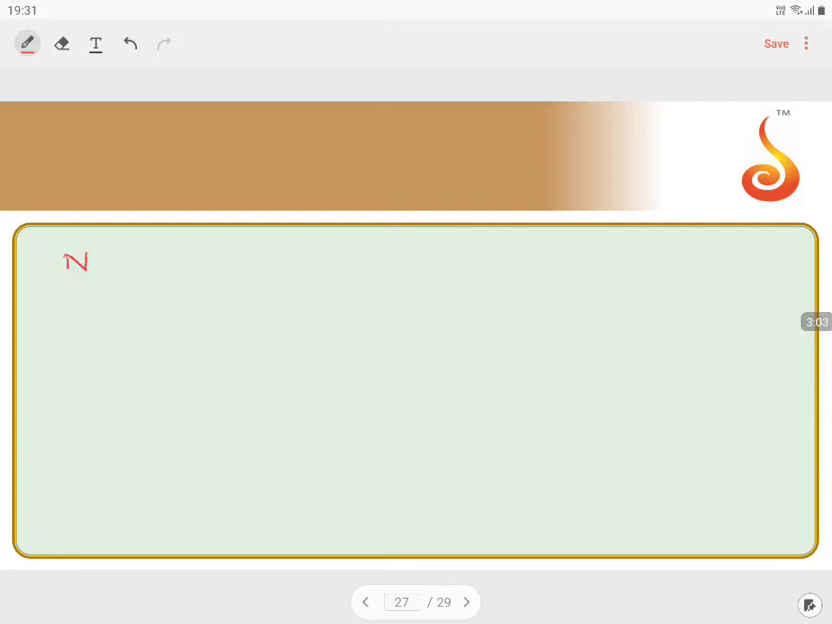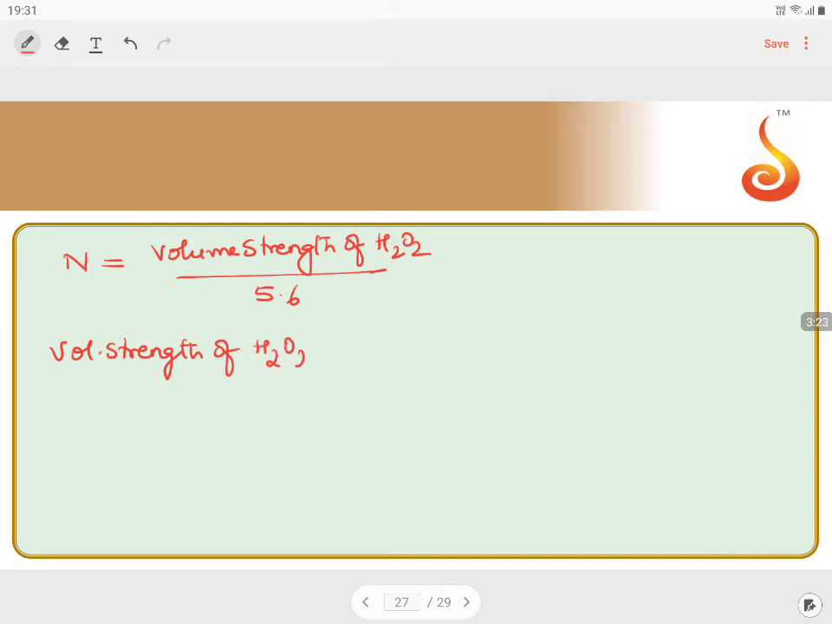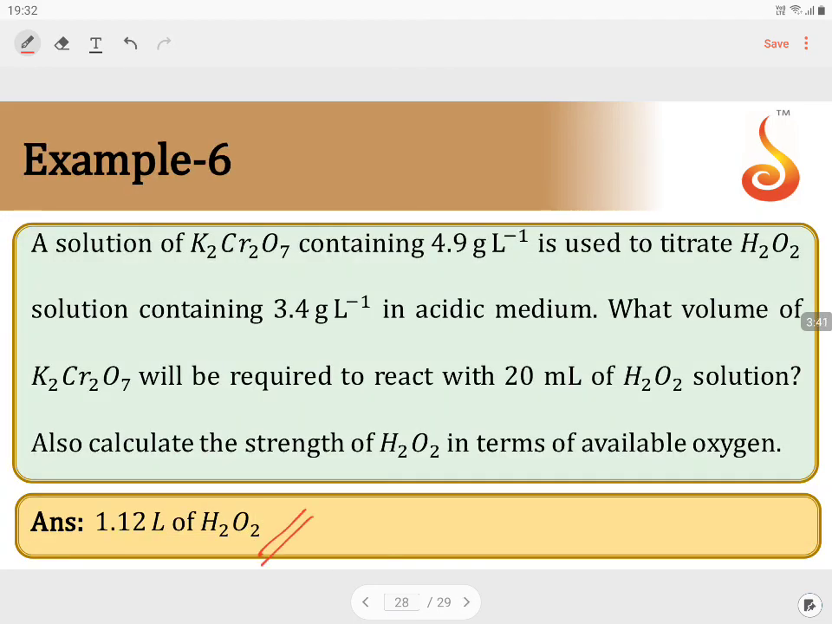We know normality is equal to volume strength of H2O2 by 5.6. Now we can write volume strength of H2O2 is equal to normality into 5.6. Normality is 0.2, so 0.2 into 5.6 comes to be 1.12 liters of hydrogen peroxide. So the answer: 1.12 liter of hydrogen peroxide is the volume strength of the H2O2 solution.